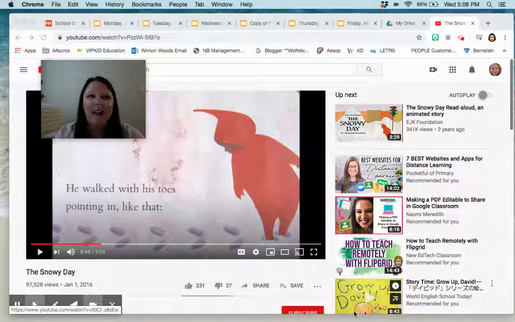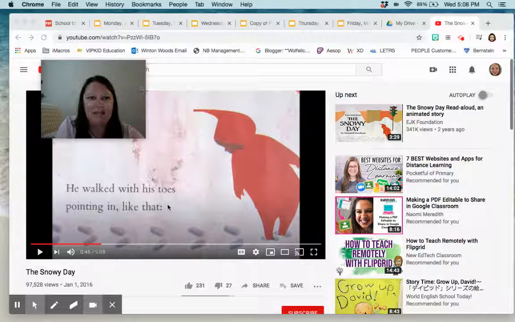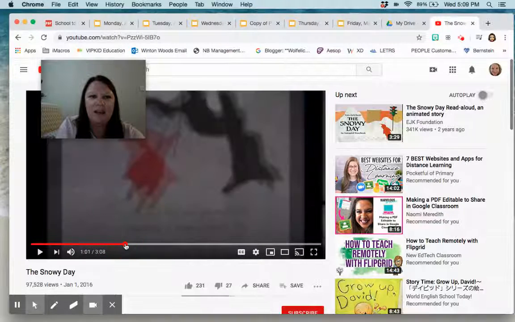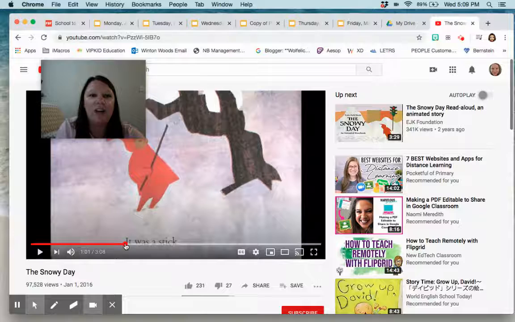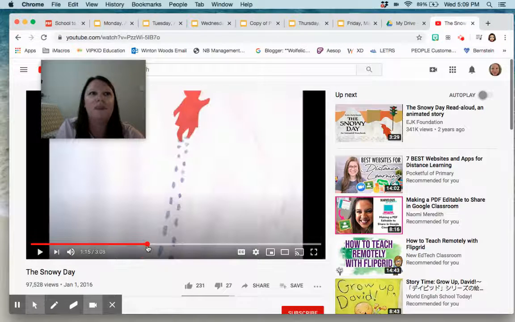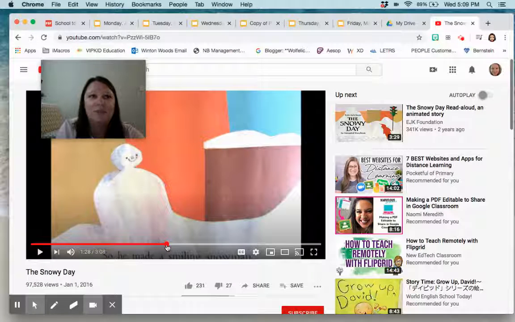Let's look back at the book, The Snowy Day. When we look at the video here, I paused it so you could see this page. I'm just going to move through it quickly. If you notice, the author didn't write everything on one page. They wrote and drew the pictures and the words on lots of different pages to tell the story. We're going to do the same thing today.